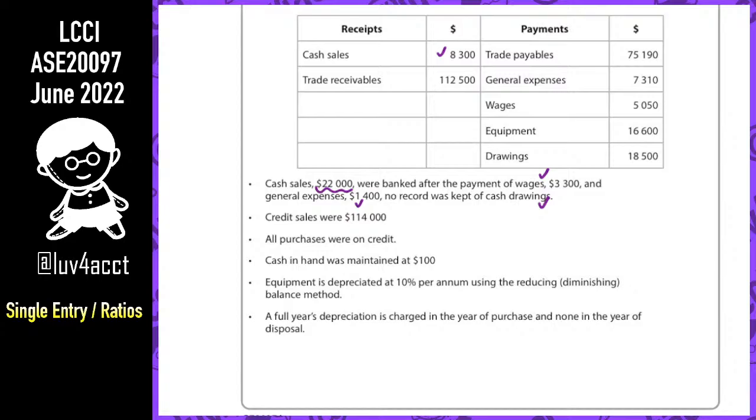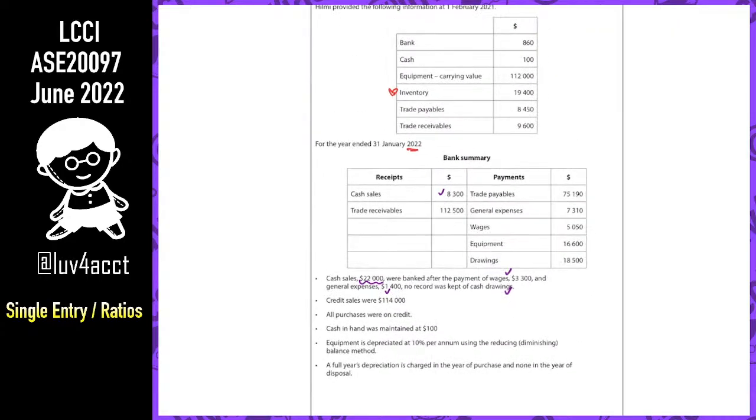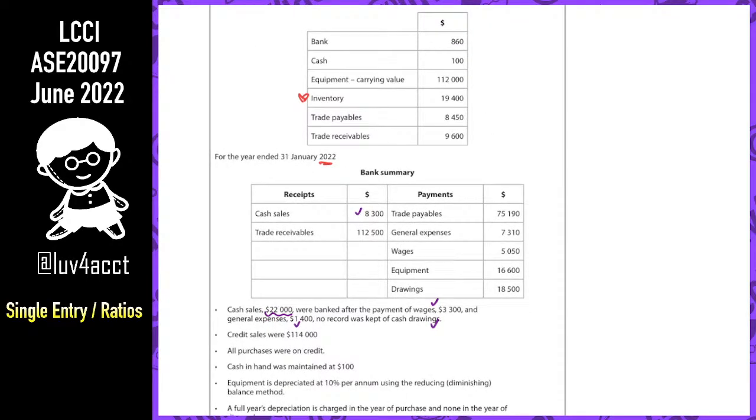Okay, so equipment is depreciated 10%, reducing balance method. Full year depreciation charge in the year of purchase, none in the year of disposal. The simplest type. So I will calculate here equipment. Because we don't need depreciation, we only need the closing balance, so I will use the quick way.